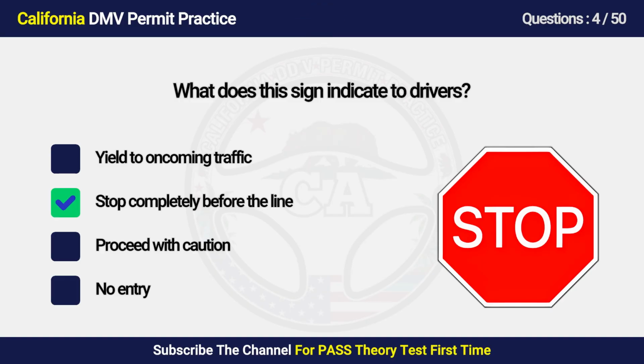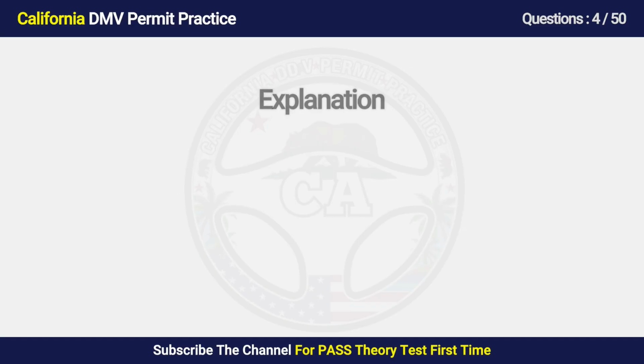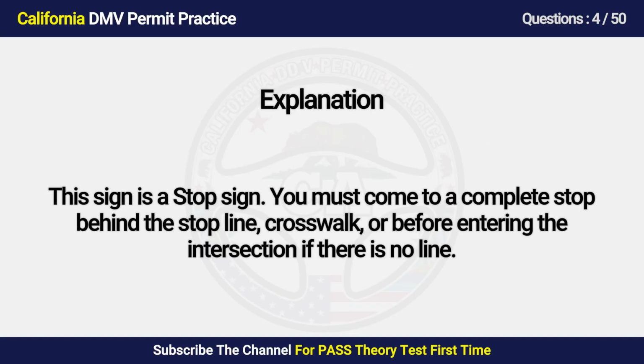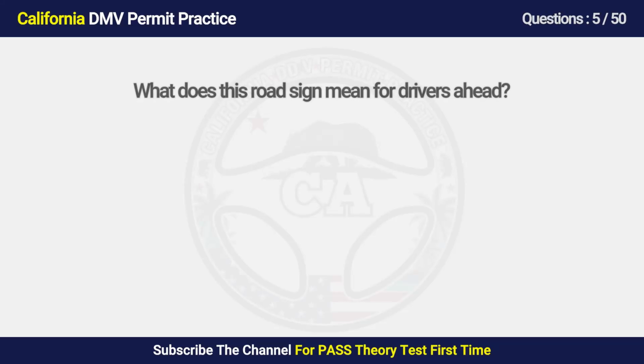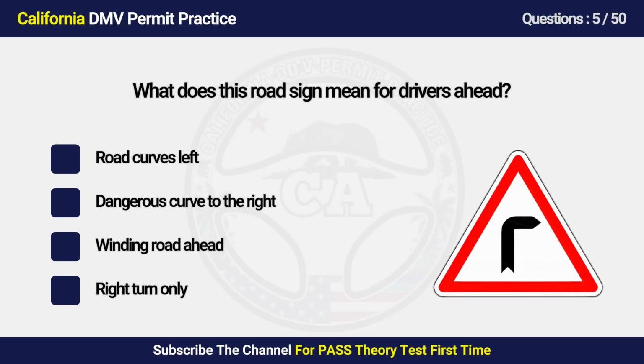Answer is B. Stop completely before the line. This sign is a stop sign. You must come to a complete stop behind the stop line, crosswalk, or before entering the intersection if there is no line. Question 5. What does this road sign mean for drivers ahead?